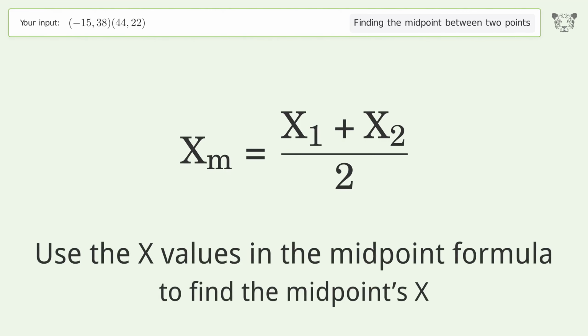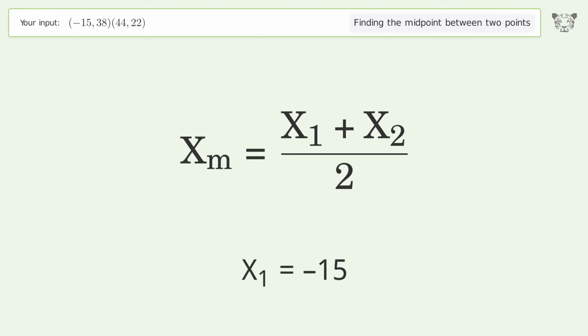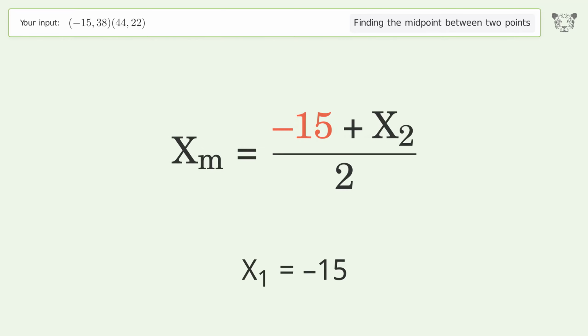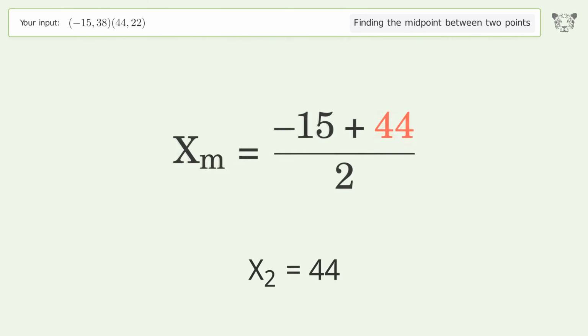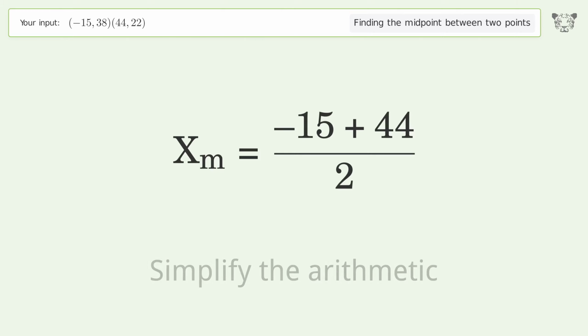Use the x values in the midpoint formula to find the midpoint's x. x1 equals -15. x2 equals 44. Simplify the arithmetic.